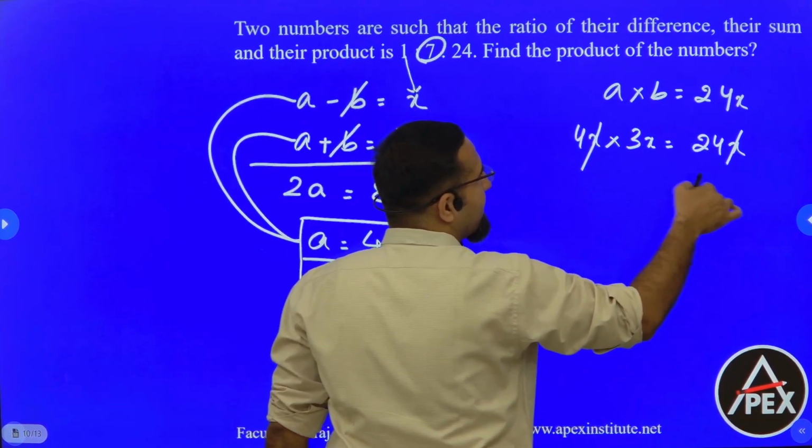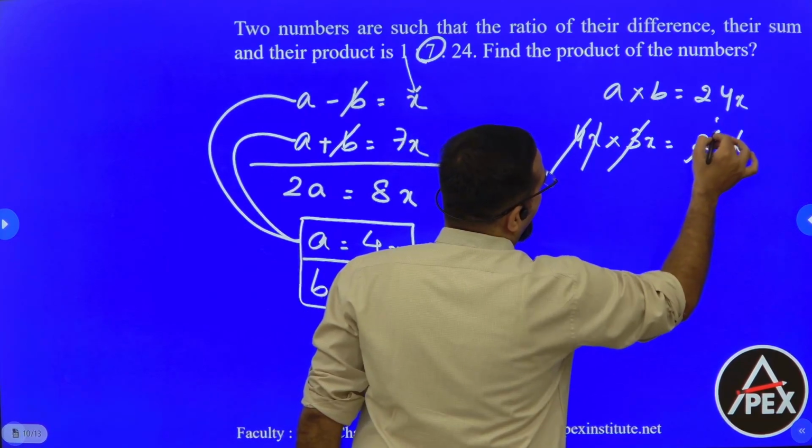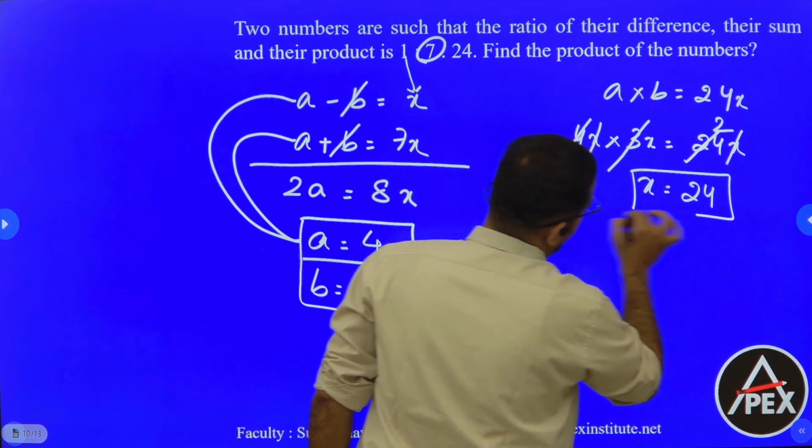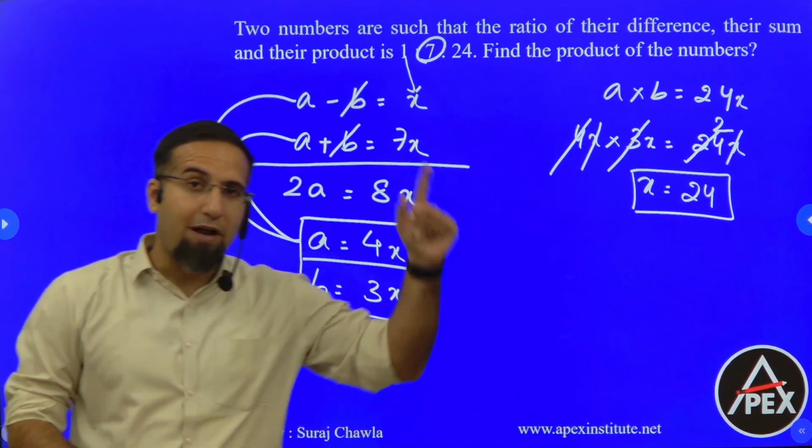ये x और ये x कैंसिल हो गया. 4 3s are 12, 12 2s are 24. मतलब x का वैल्यू कितना हो गया? 2 हो गया. Now we got the value of x.